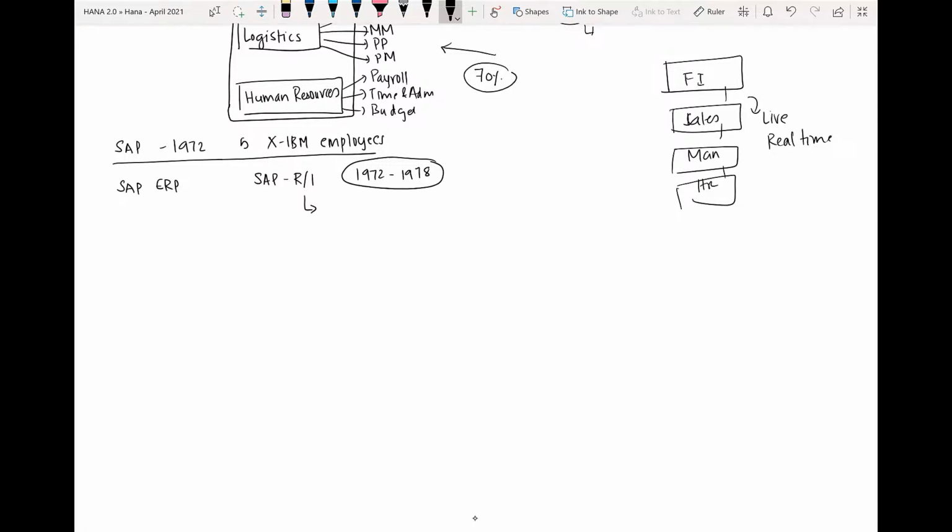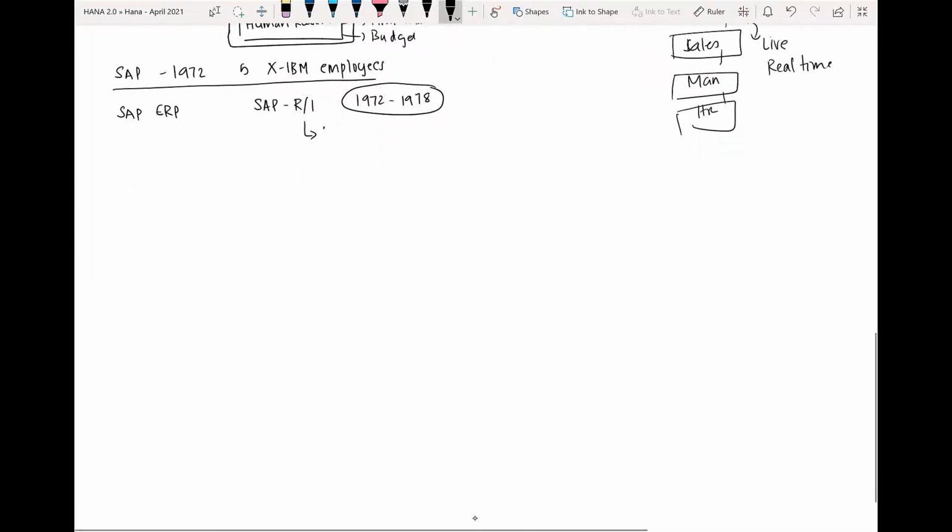Would everybody agree? So not only integration and accuracy is important, real-time integration is critical for the organization to be able to provide value add both to the company itself and to its customer. So the naming convention R1, R stands for real-time integration.